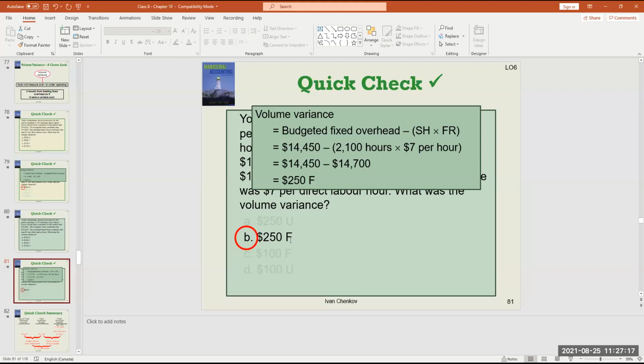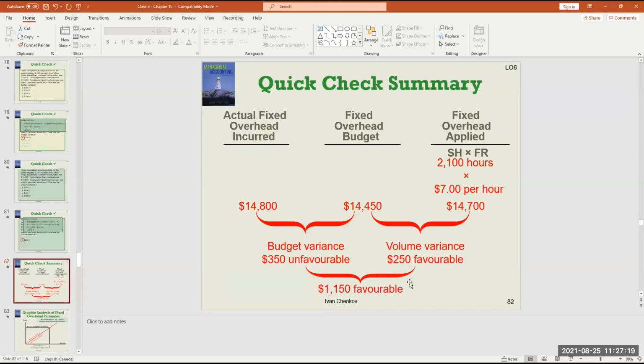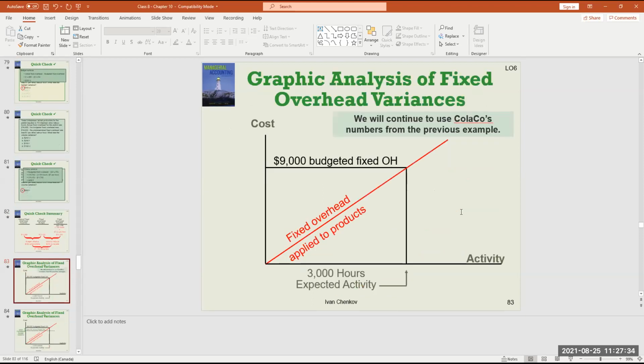Make sense? In other words, how we're going to do it? That will be our actual. That was the budget. And the fixed overhead applied will be the standard hours that we need times the rate per hour, which will be that much. So in other words, how this works.